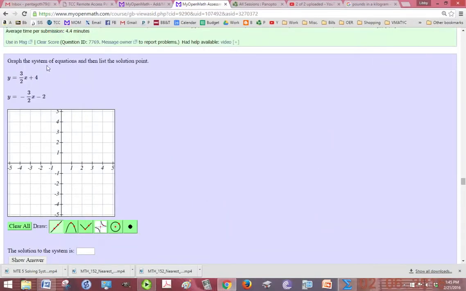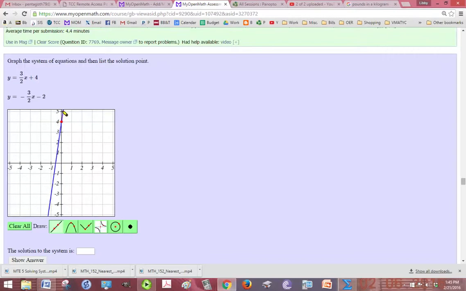All right, here we want to graph the system of equations and then list the solution point. So they're both in the y equals mx plus b form, so that's good. Our line tool is selected, so if I look at this, I got 3/2 x + 4. I want to start at 4.